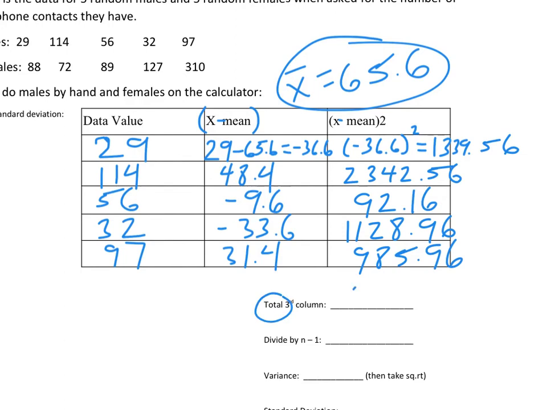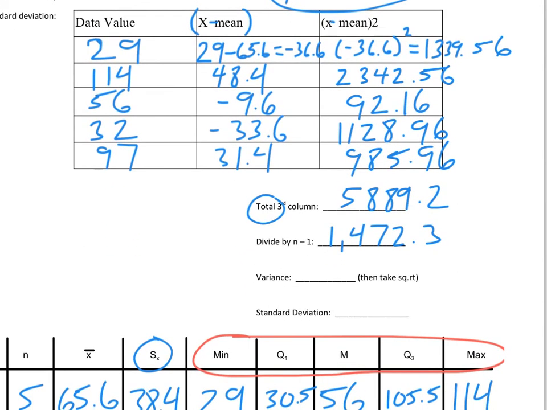Add them all together, and I get 5,889.2. Okay. I divide by the sample size minus 1. Why sample size minus 1? Don't worry about it. Okay. Sometimes we actually do divide by n. Okay. Which would be, in this case, 5. So I divide it by 4, and I get 1,472.3. That number, by the way, is important. We don't love it as much as standard deviation, but it's a big deal. It's called the variance. Okay?